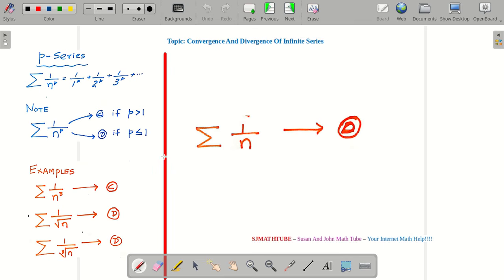And the last example, that is 1 by n. And n means n to the power 1. Because it says p less than or equal to 1, the series will diverge.